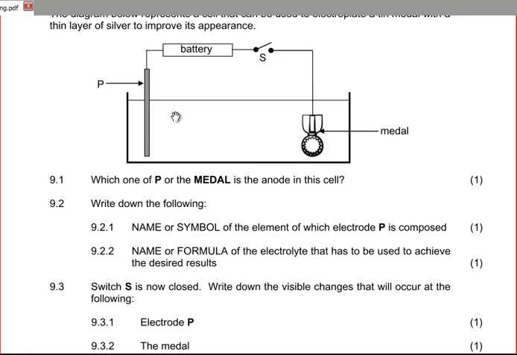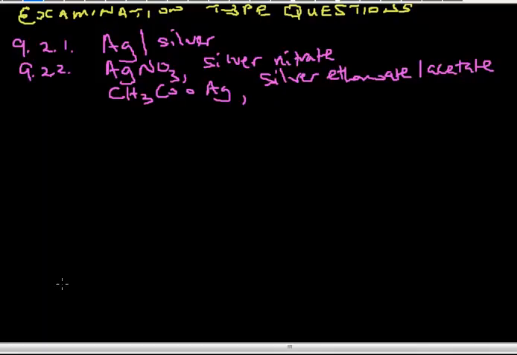So we are going to see to it that on our 9.3.1, our electrode P, which is our silver or our metal bar, is going to become eroded, or it is going to become smaller, or it is going to become thinner, or it is going to be eaten away. Why? Just because there is an oxidation reaction which is taking place, which means to say that our silver solid itself is being converted into the silver ions.